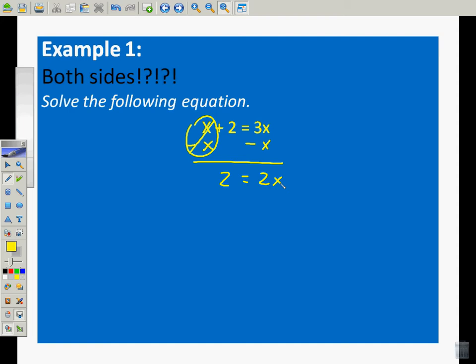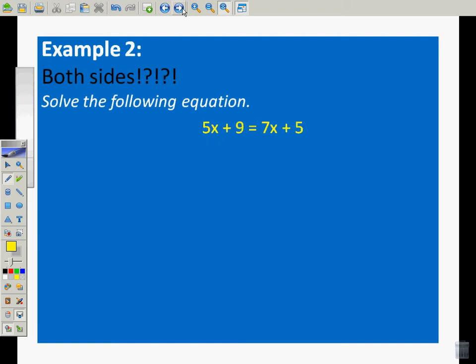I could have done it the other way where I subtracted 3x, but if I subtract x, that's easier for me because then I'm dealing with positive numbers. And since I combined like terms, I have no zero pairs, and I'm going to do the opposite operation of multiplying by 2, which would be dividing by 2. So I'm left with 1 is equal to x. That was a pretty simple example, so let's go on to something a little bit more involved.